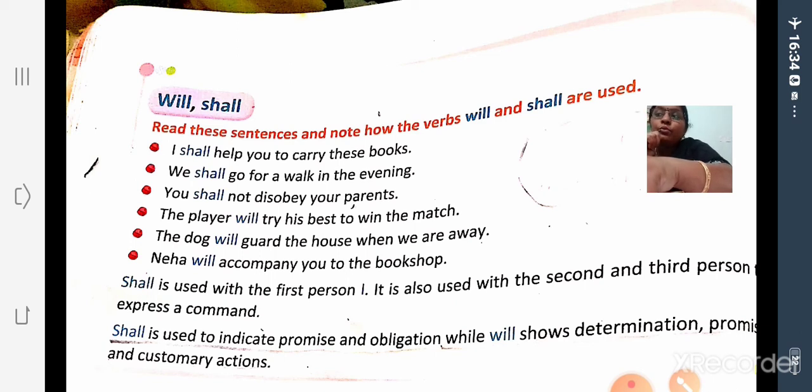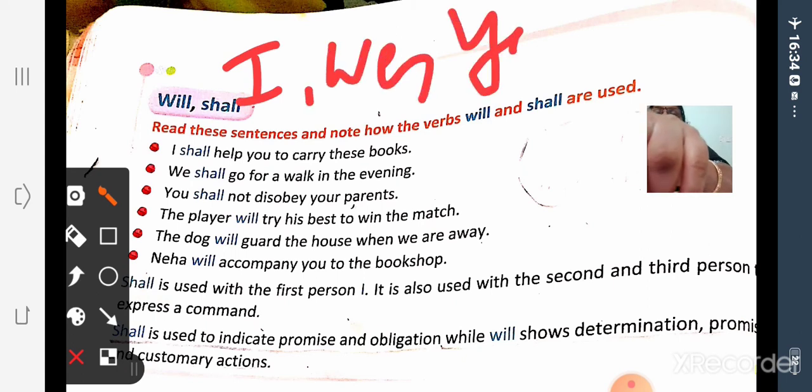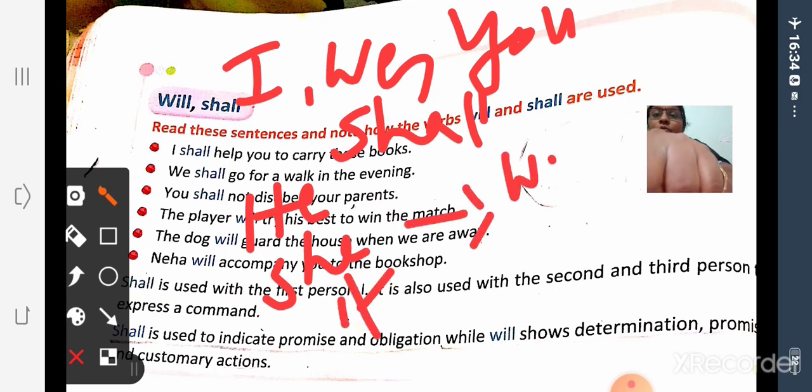I shall help you to carry these books. We shall go for a walk in the evening. You shall not disobey your parents. The player will try this. So with I, we, you, we can use shall. With he, she, it, singular subjects, we can use will. Sometimes this can vary. So with I, we and you we use shall, and with he, she, it we use will.